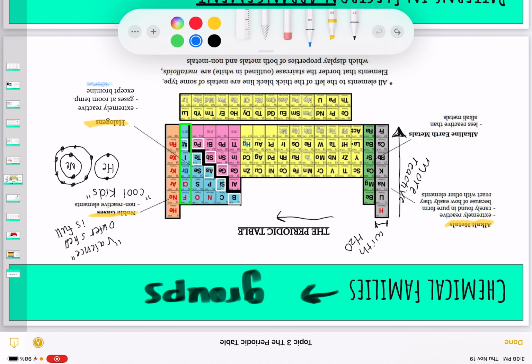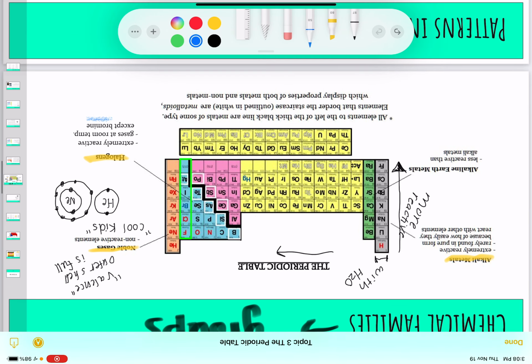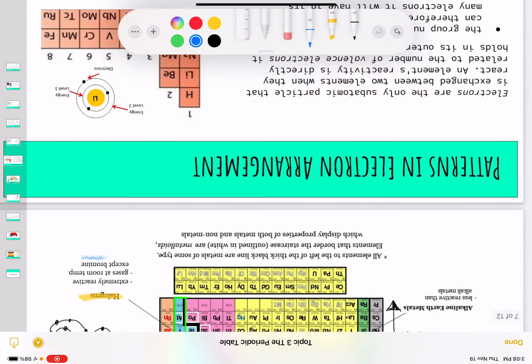All right. At the bottom here, it says all elements to the left of the thick line. Oh yeah, we already went over that. So I don't need to say that again.